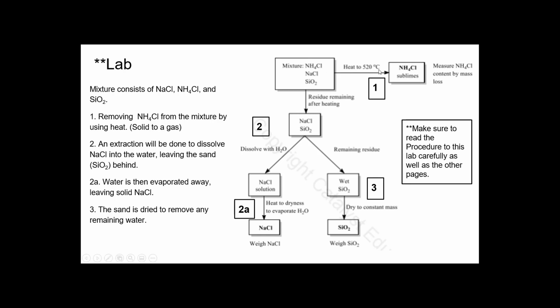So you're going to heat this, but this heat is not going to remove the salt and it's not going to remove the sand. It's not even going to do anything to them. But it is hot enough that it will sublime the ammonium chloride away. And then you're going to measure the loss of ammonium chloride to determine how much ammonium chloride you had in the mixture. The next step is now you have ammonium chloride gone. You are going to now have sodium chloride and sand.